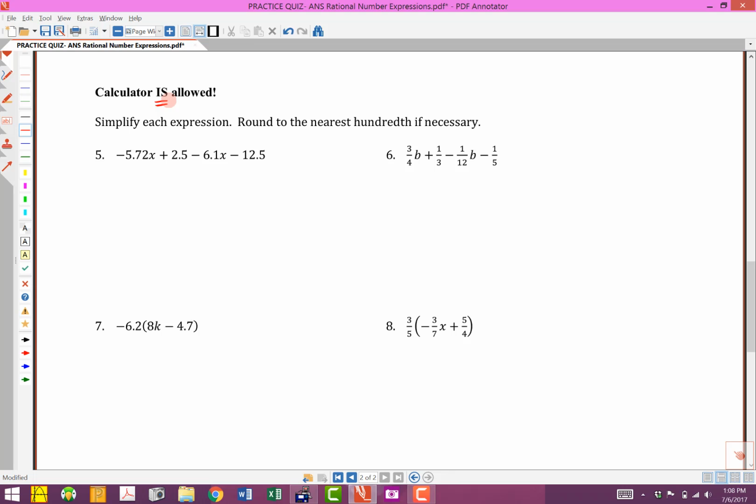On the back side, you'll notice on here it says the calculator is allowed if you need it. So let's see, we're going to combine like terms. It says simplify each expression, round to the nearest hundredth if necessary. So on this one right here, we're going to combine the two of those. So I'm going to let the calculator do the work there.